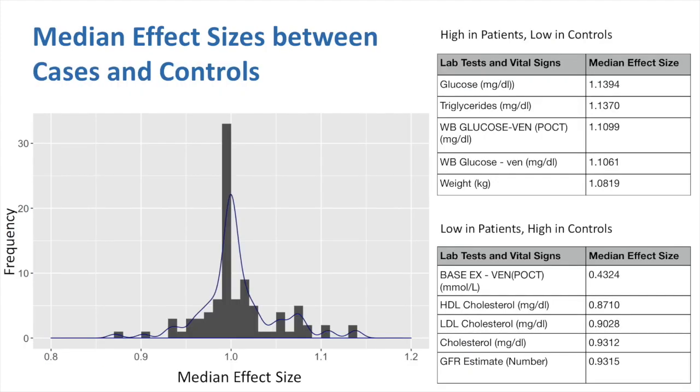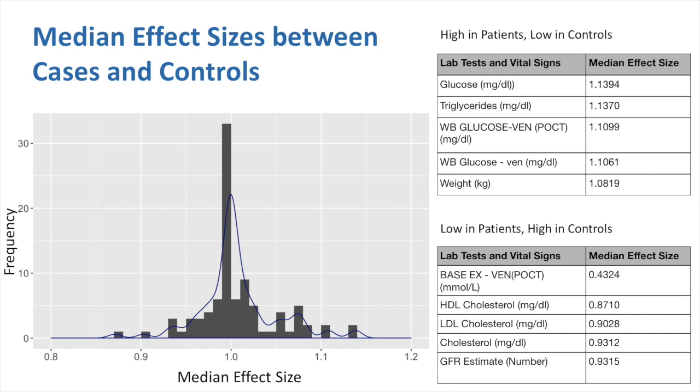We can also attempt to pick out important variables through the use of effect size calculations. Here, we determined ratios between the values for lab tests and vital signs across cases and their matched controls. We then took the median ratio of each lab test and vital. A high effect size indicates a variable that is high in diabetic patients and low in controls, while a lower effect size indicates a variable low in diabetic patients and high in controls.